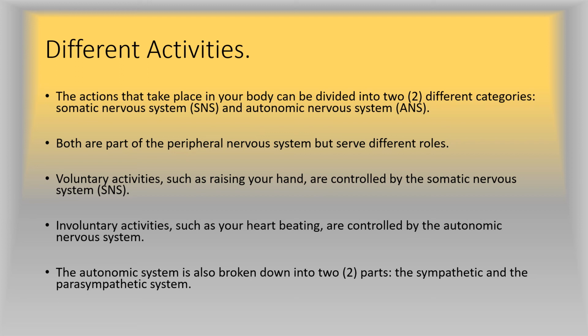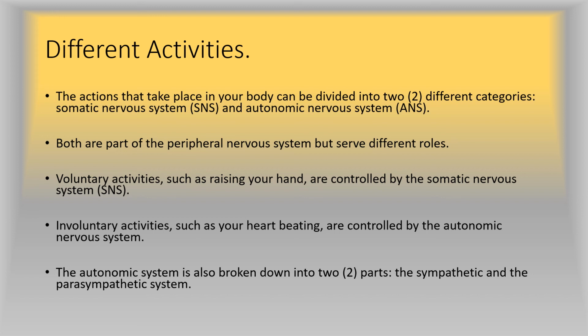Voluntary activities, such as raising your hand or scratching your head because you have an itch, are controlled by the somatic nervous system. So these are things that you do voluntarily, like picking up a pen or a pencil, holding a fork or a knife. Involuntary activities, such as your heart beating or breathing or blinking, are controlled by the autonomic nervous system. So these are things you don't control, we don't think about, right? Obviously when we go to sleep at night, our heart hopefully doesn't stop beating. We don't stop breathing. The autonomic nervous system keeps us breathing, keeps us alive, keeps our heart beating, keeps our lungs breathing.